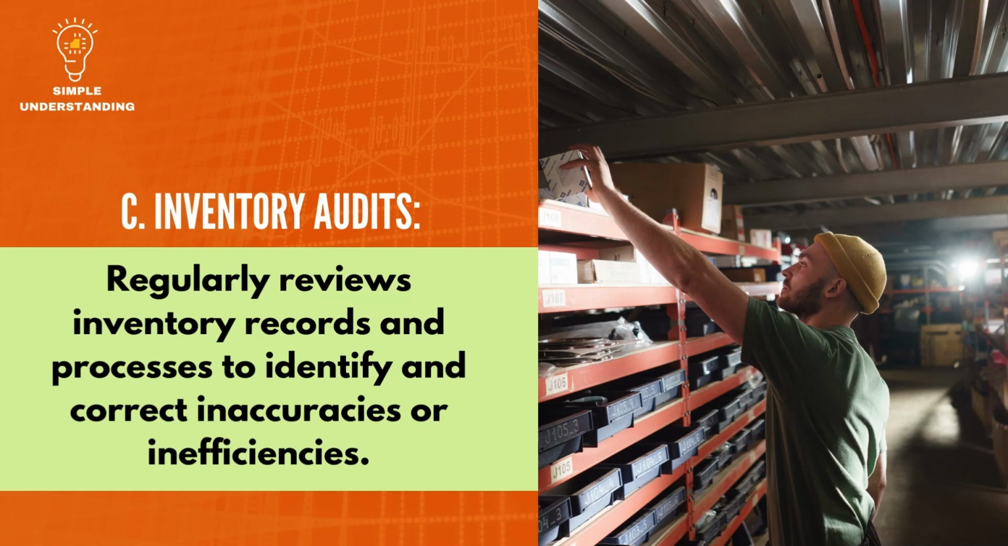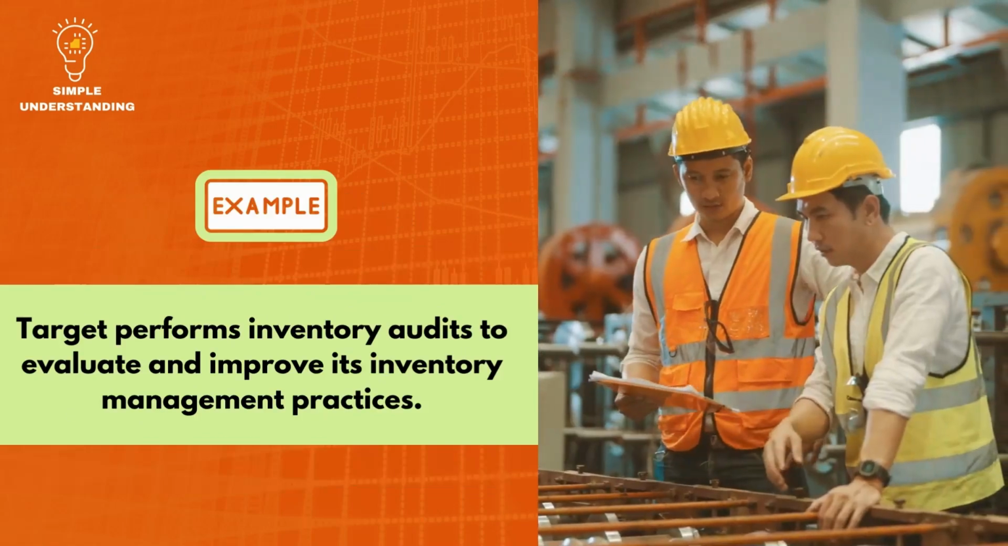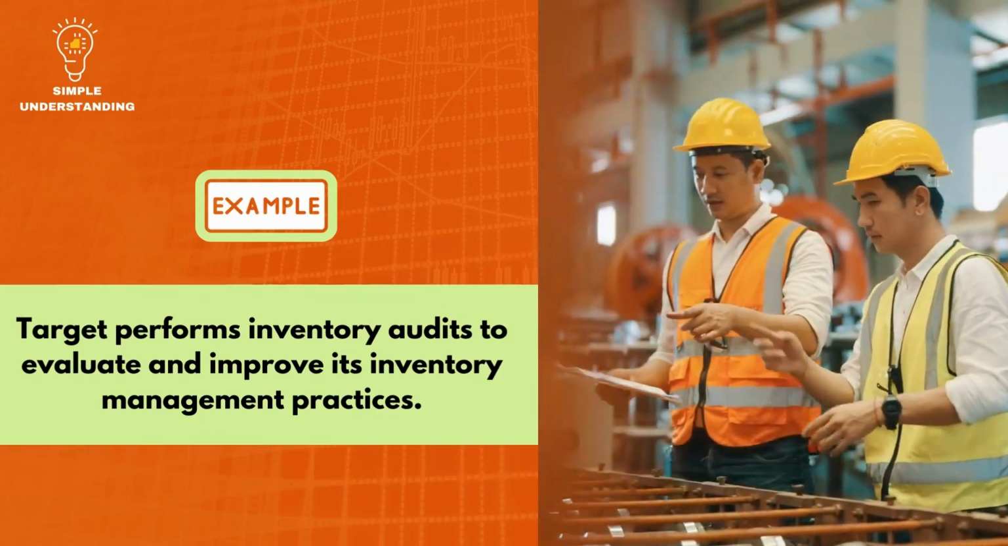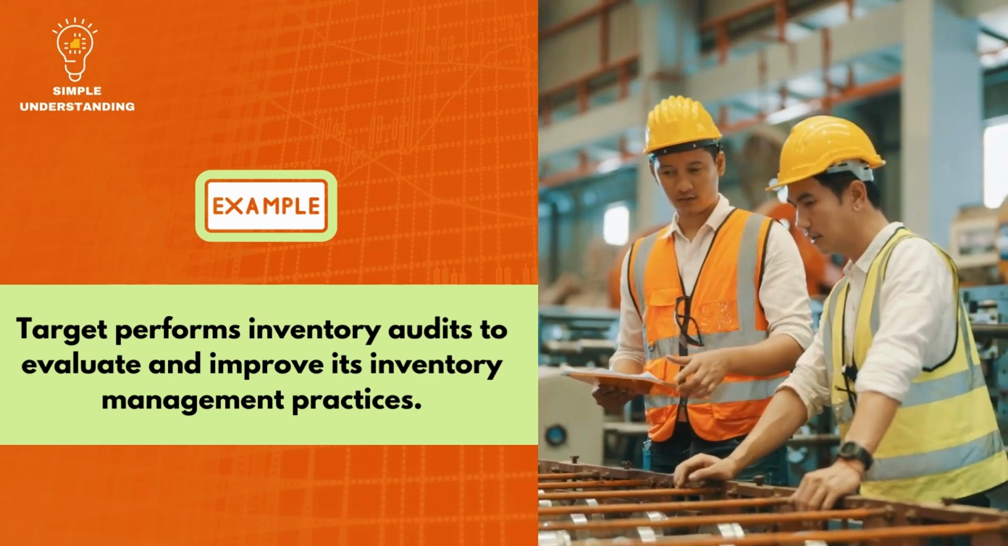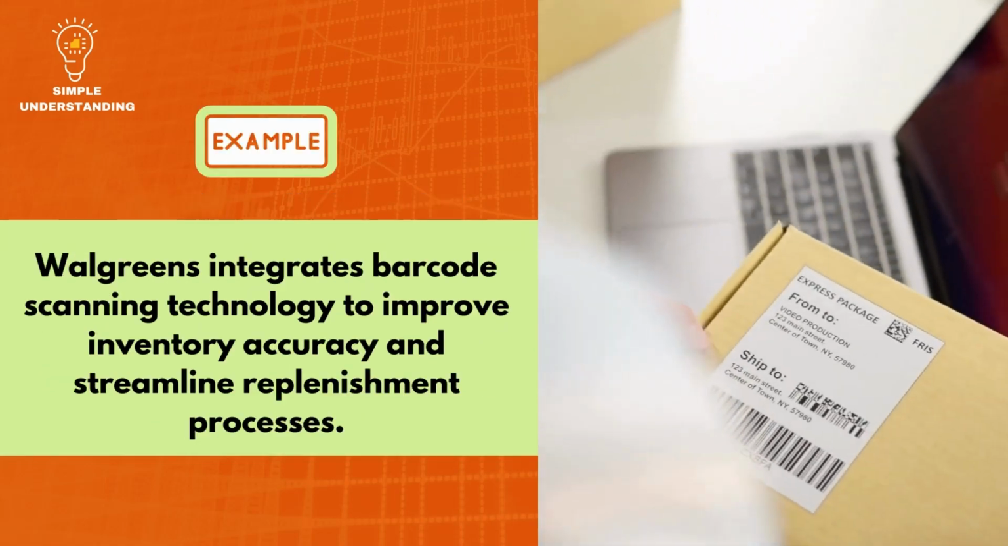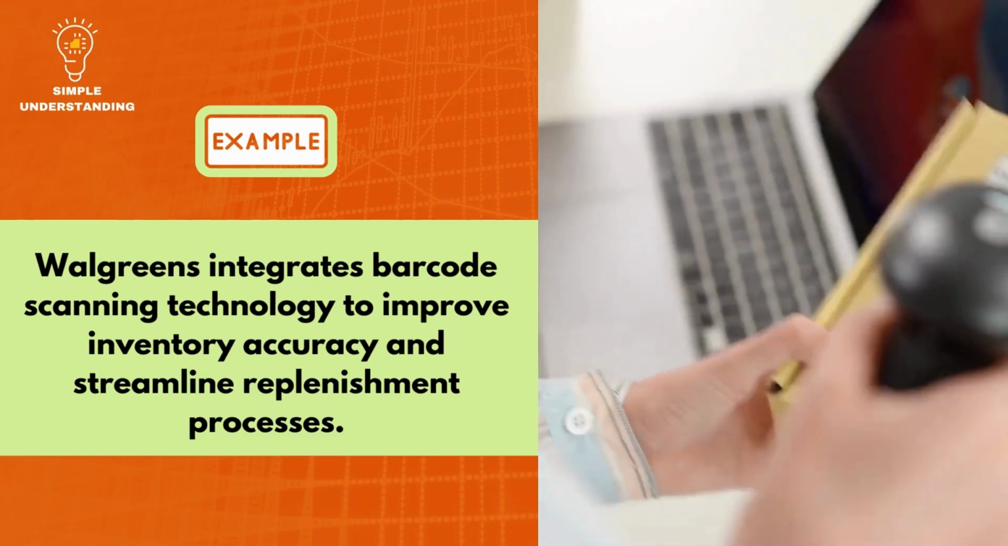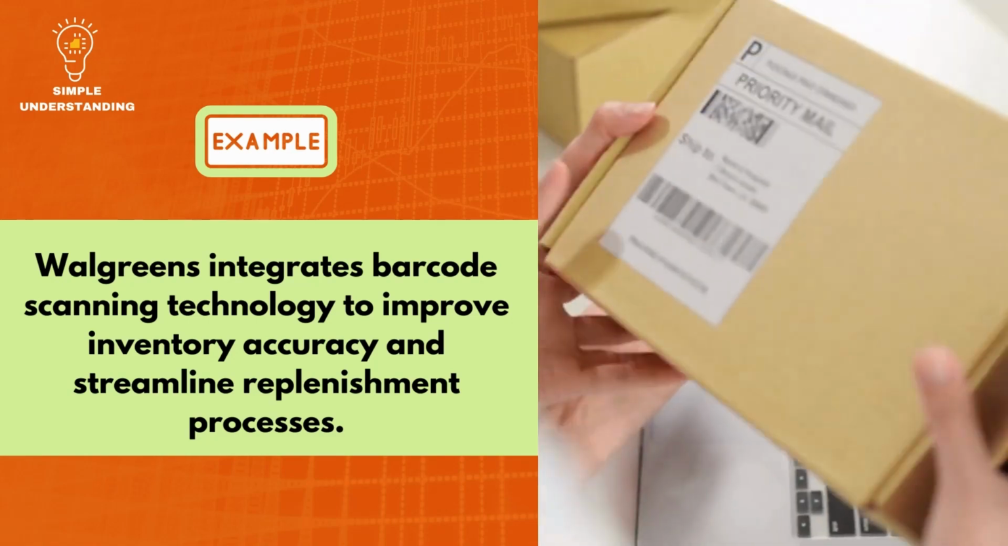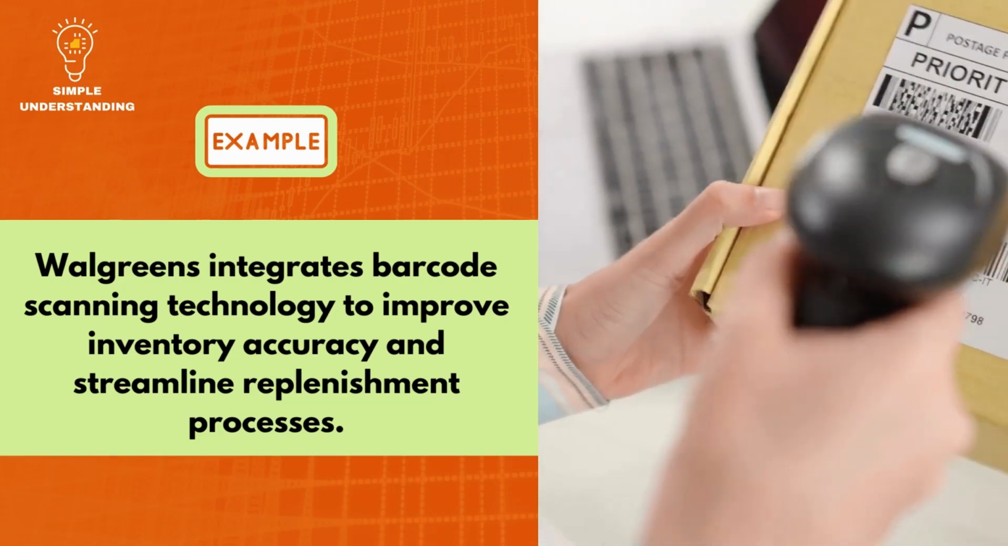C. Inventory audits regularly reviews inventory records and processes to identify and correct inaccuracies or inefficiencies. Example: Target performs inventory audits to evaluate and improve its inventory management practices. D. Technology integration uses technology such as barcode scanning and RFID to enhance inventory tracking and accuracy. Example: Walgreens integrates barcode scanning technology to improve inventory accuracy and streamline replenishment processes.